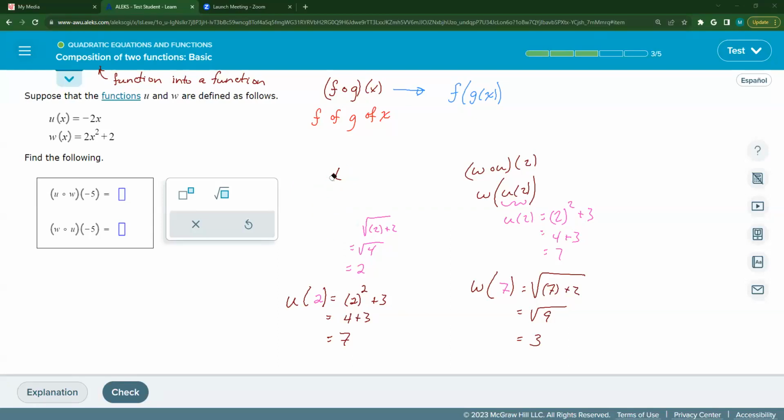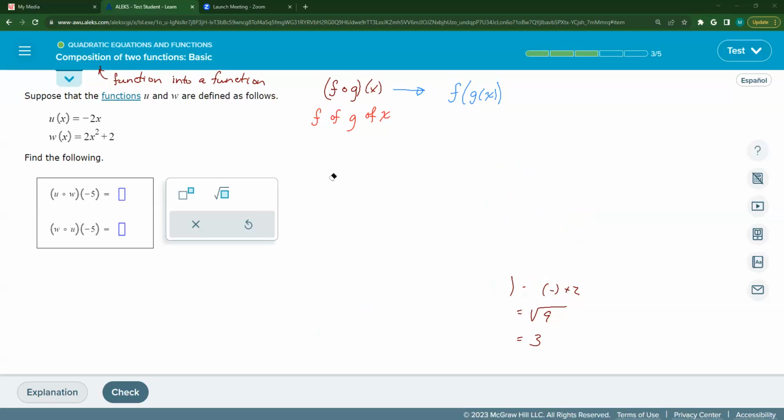So I'm erasing this. Ooh, it's still the same ones. Only this time I get to plug in a -5. I love negatives. All right, so first one is U of W of -5. All right, so rewriting it, U of W of -5. W of -5. We're just going to use one color this time.